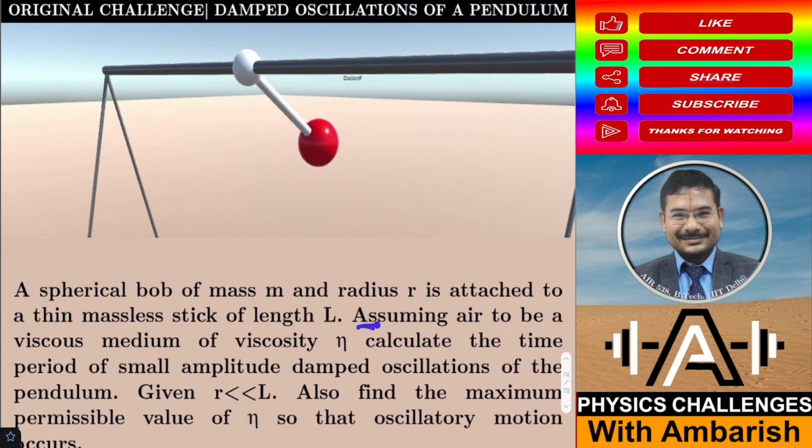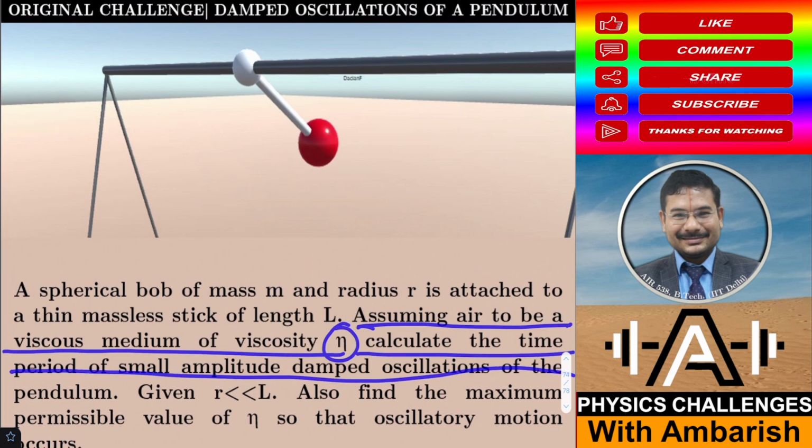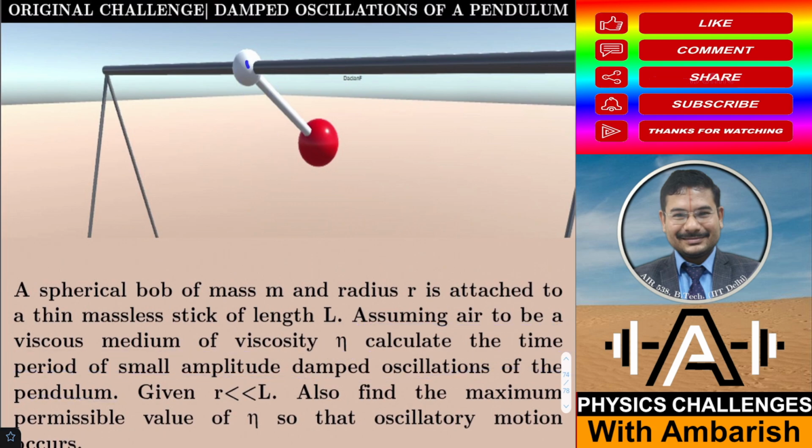Assuming air to be a viscous medium of viscosity eta, calculate the time period of small amplitude damped oscillations of the pendulum. So this is a highly exaggerated angle, but it's supposed to be moving in a very small amplitude, oscillating. We are supposed to find out the time period of the damped oscillations, and it is given that small r is much less than capital L. Also find the maximum permissible value of eta so that oscillatory motion occurs.